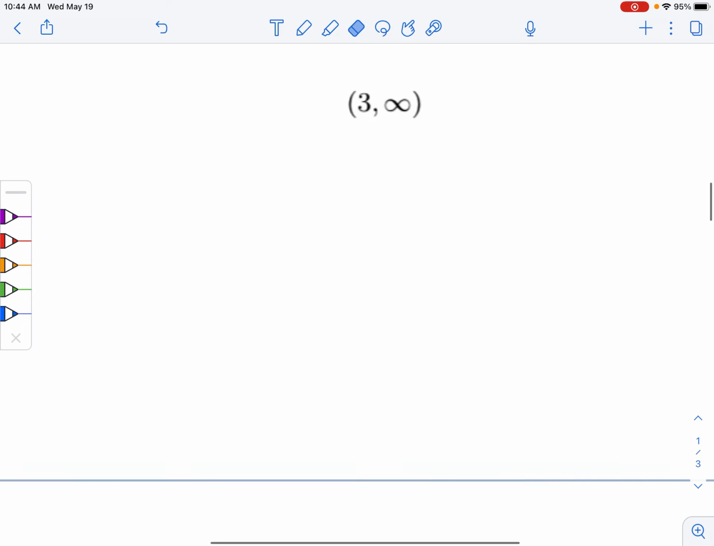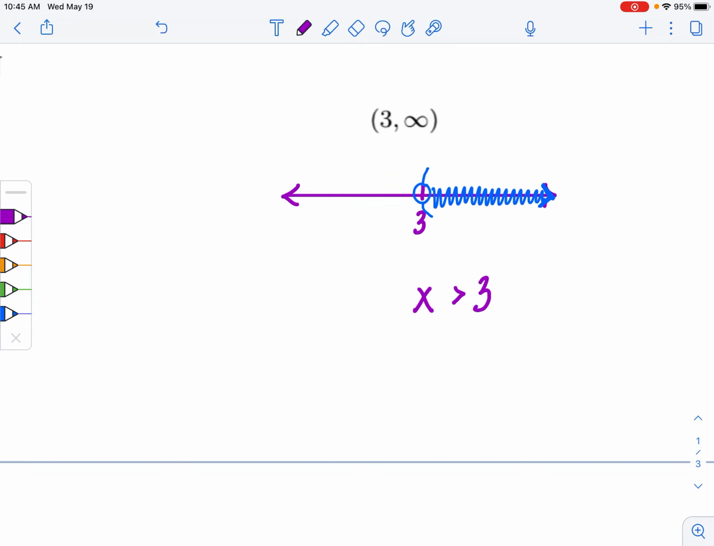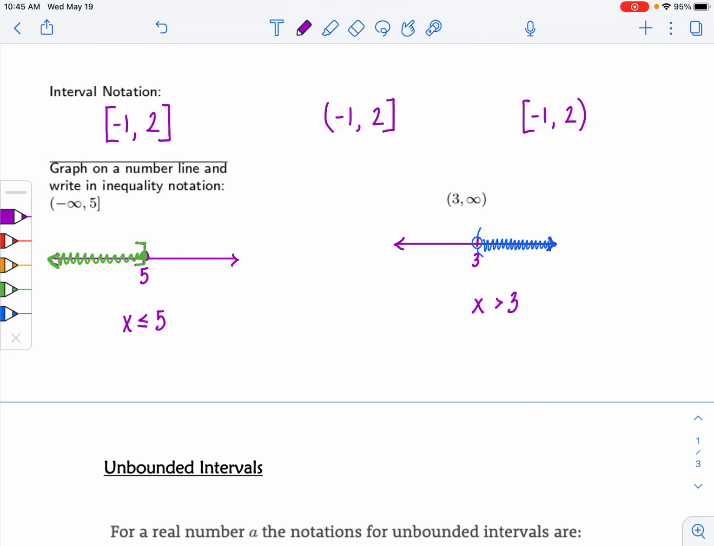One more for good measure. Drawing the graph or number line. You need the number 3 in there. It's going to be an open circle at 3, or you can do a parenthesis, and it's everything to the right. Writing that now in inequality notation, x is greater than 3. Always make sure your variable comes first in your inequality notation when you're dealing with infinity going on forever. And this will be what you're going to see in our classwork.